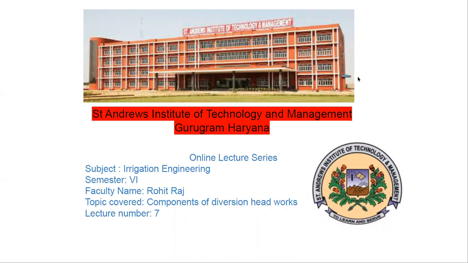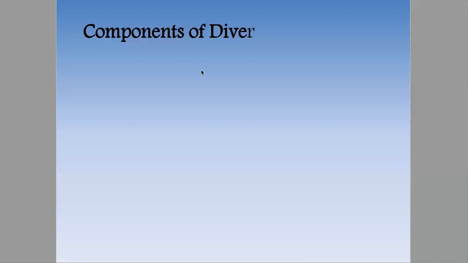We are discussing irrigation engineering, which is in your sixth semester. This is the seventh lecture of this course, and today we'll discuss different components of diversion headwork. In our previous lecture we discussed diversion headworks and their importance. We started the components of diversion headwork and saw them through a diagram. So let's continue from there.